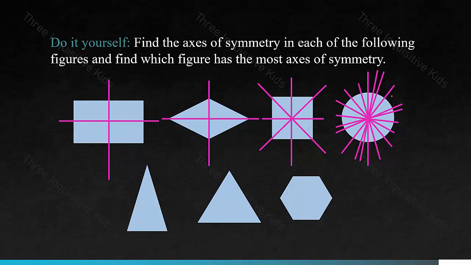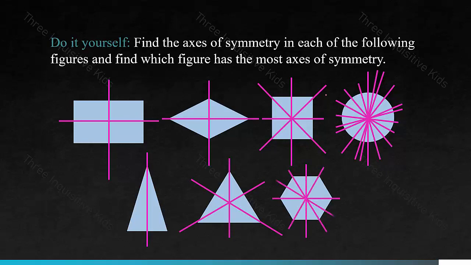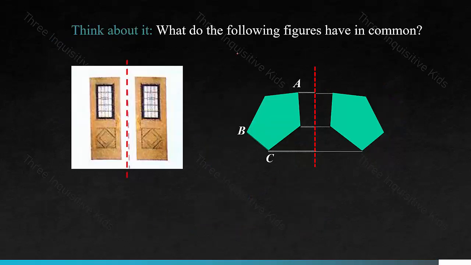If you think about it, all of the radii are the axes of symmetry for a circle, and there is an infinite number of radii you can draw on a circle. For this triangle, it's an isosceles triangle. It has 1 axis of symmetry. This is an equilateral triangle, and it has 3. This is a hexagon. Think about it. What do the following figures have in common?